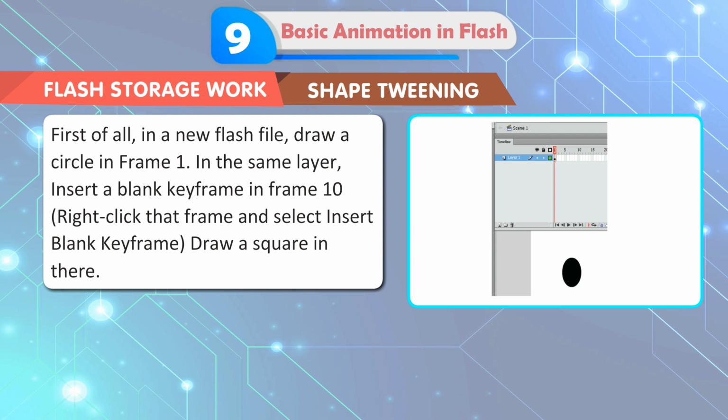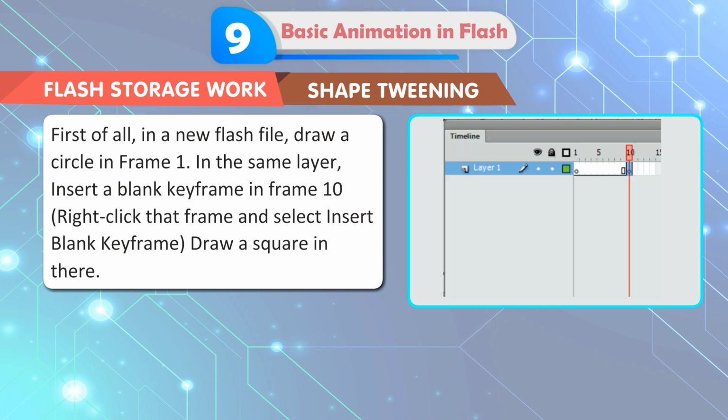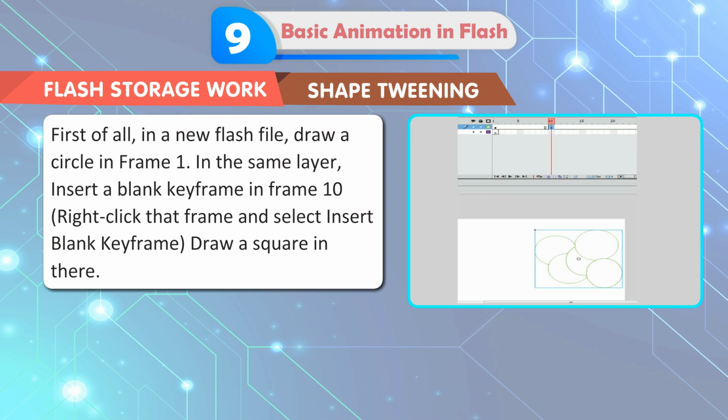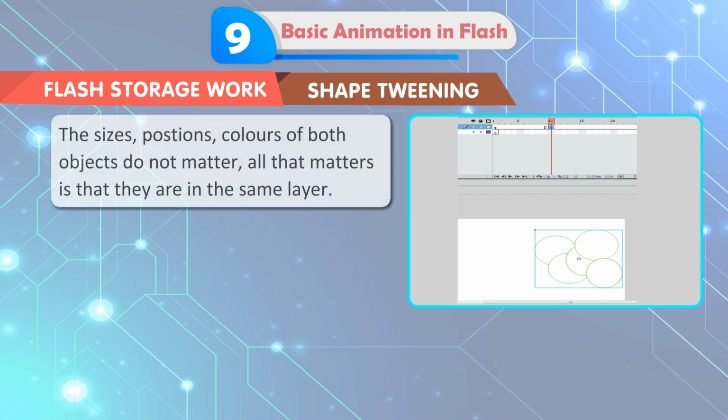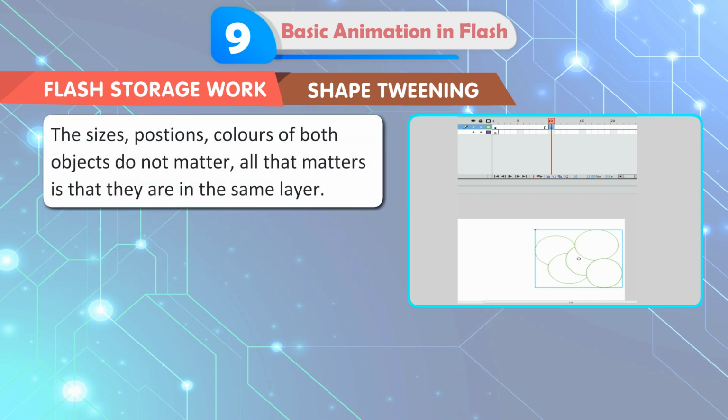First of all, in a new Flash file, draw a circle in frame 1. In the same layer, insert a blank keyframe in frame 10. Right-click that frame and select Insert Blank Keyframe. Draw a square in there. The sizes, positions, and colors of both objects do not matter. All that matters is that they are in the same layer.